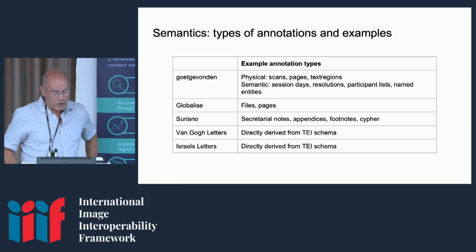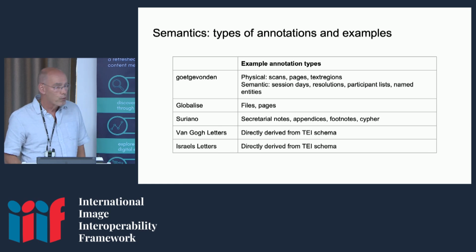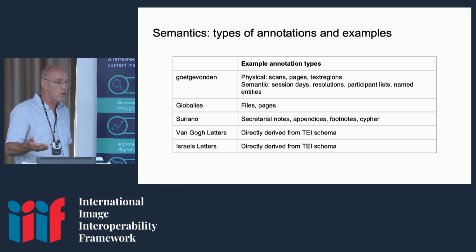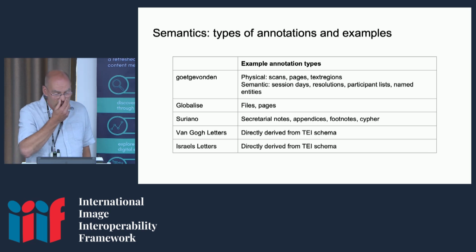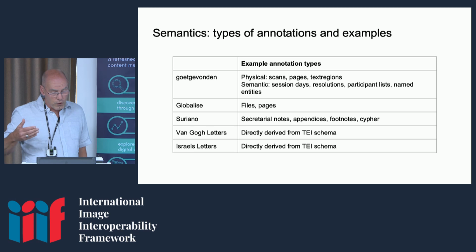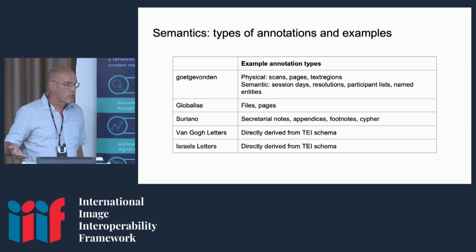Suriano adds, for example, secretarial notes, appendices, footnotes, but also we can point at cipher script. There's also a specific annotation type. The digital scholarly editions are based on TEI, and what we do is we derive the semantics from the elements and the attributes of the TEI document. So we just take all elements and attributes and translate them to annotation types.